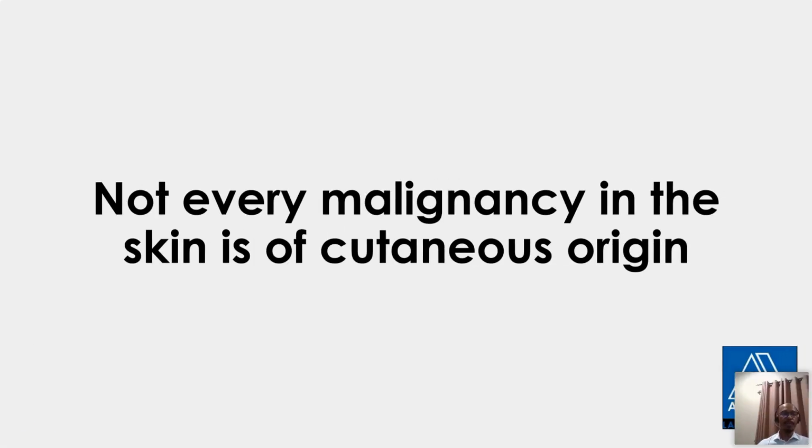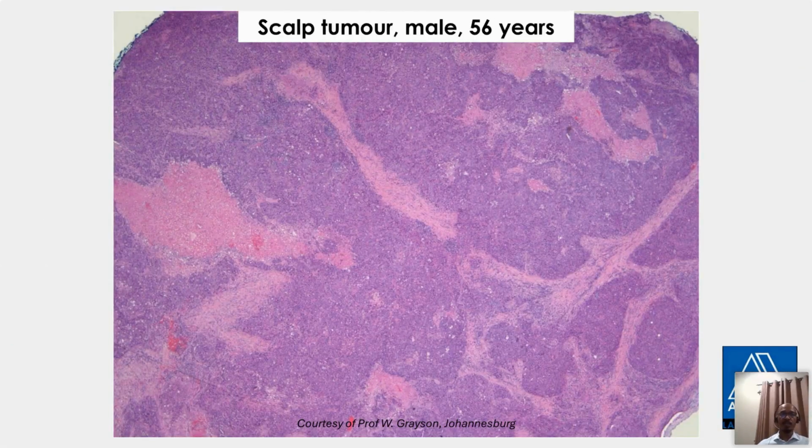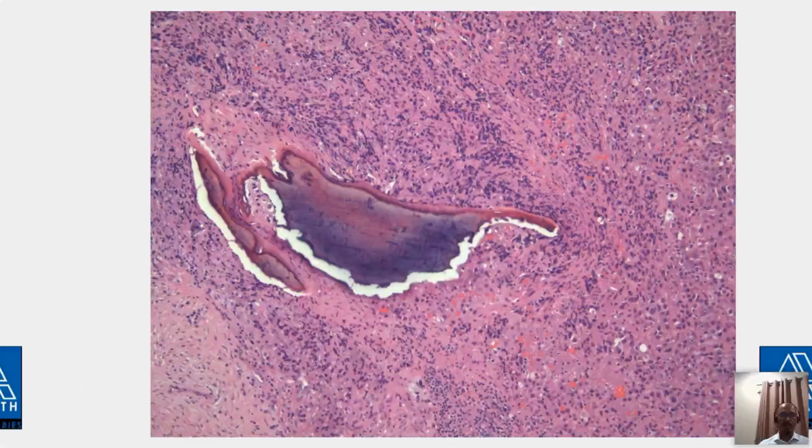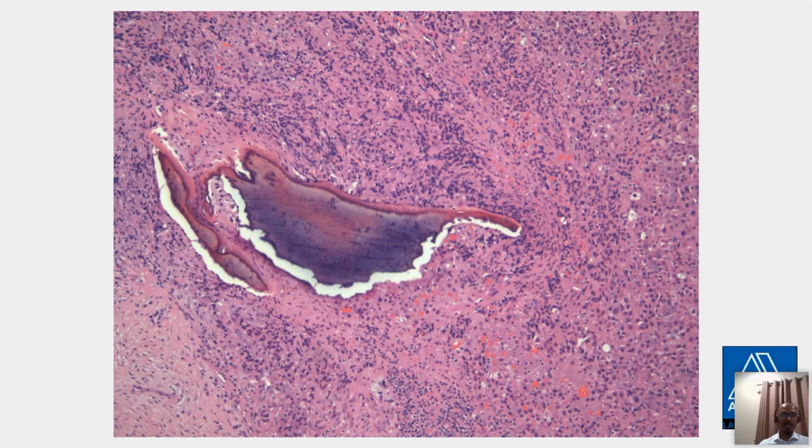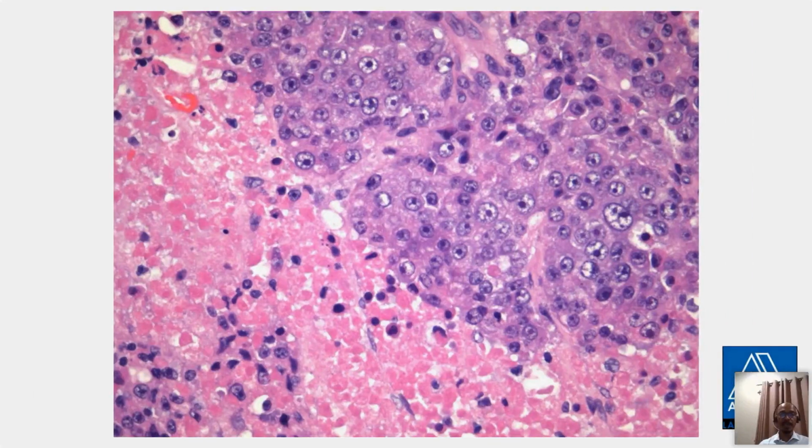Right, but not every malignancy that's in the skin is of cutaneous origin. This was a scalp tumor in a man of 56 years old, and it's quite an infiltrative tumor with areas of necrosis. And there was an infiltration of the skull here. That's bone, and that's the tumor around the bone. And the neoplastic cells were quite atypical with prominent nucleoli, and they looked almost plasmacytoid, and that's just necrosis there.